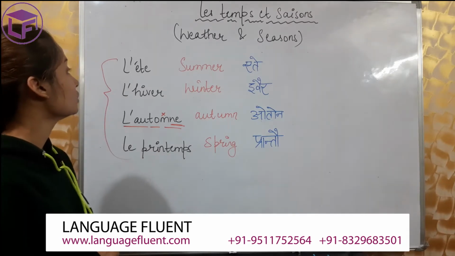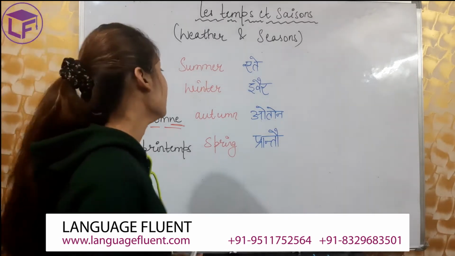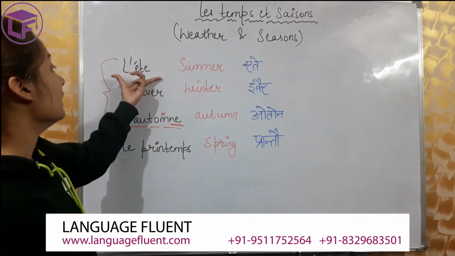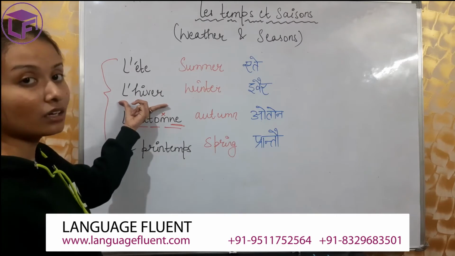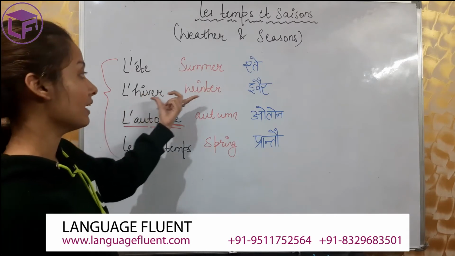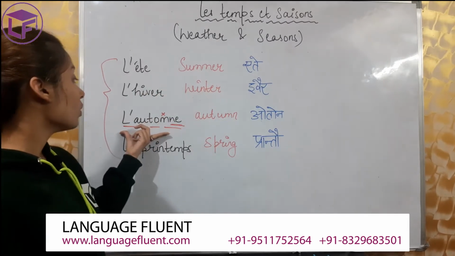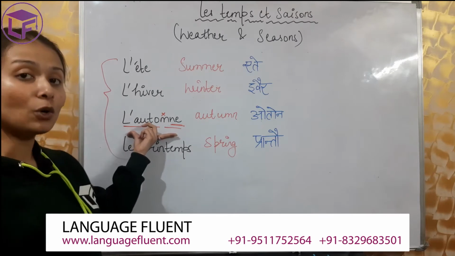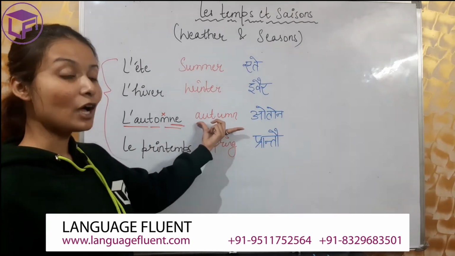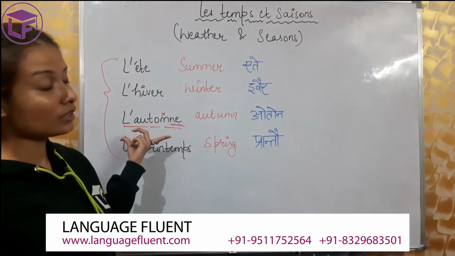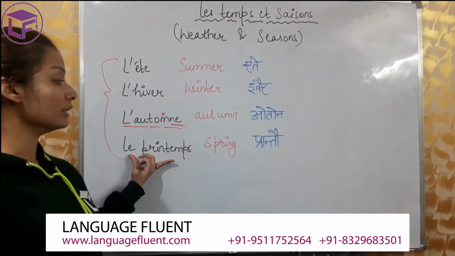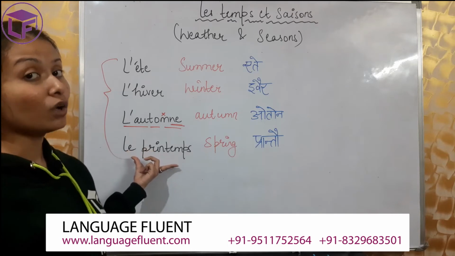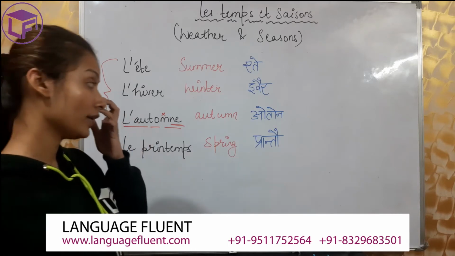So on les répète, we are going to repeat it. L'été is summer. L'hiver is winter. L'automne is autumn. Then we have spring. Spring is called le printemps. Le printemps.